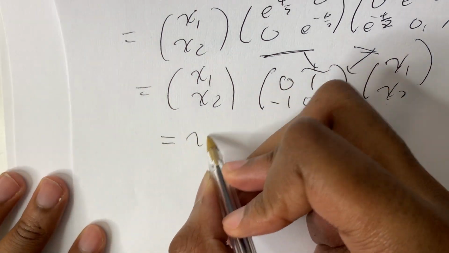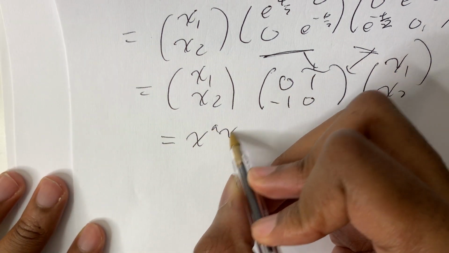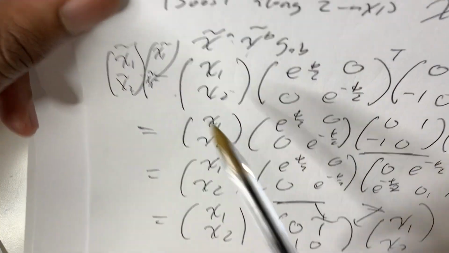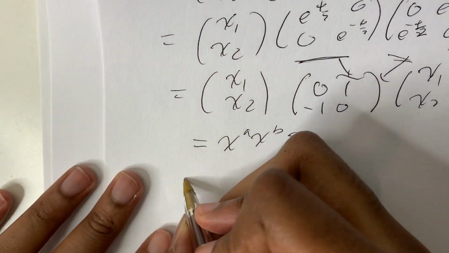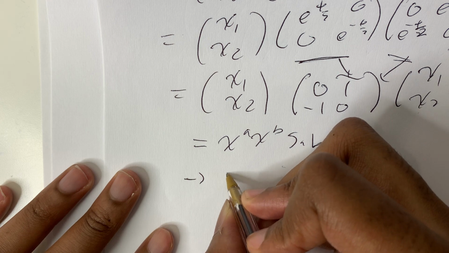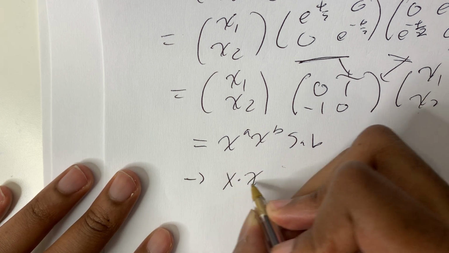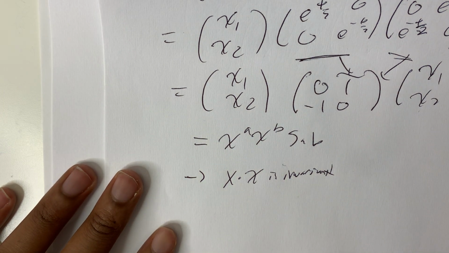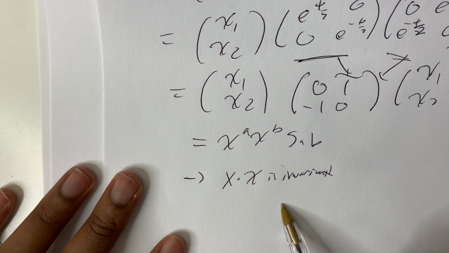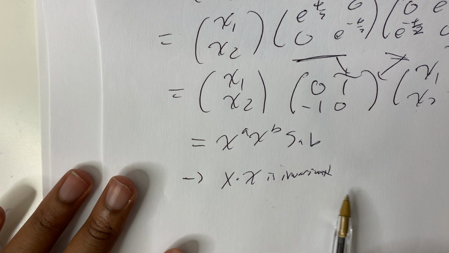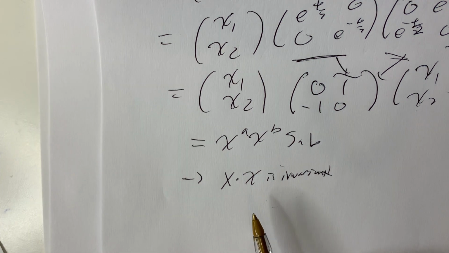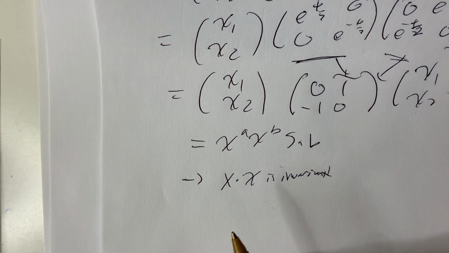Therefore, this equals X^A X^B G_AB. These things, so this equals this, implying that the spinor dot product is invariant under Lorentz transformations. Well, under a boost along the z-axis, to be specific. And yeah, we have covered everything that we wanted to cover today.